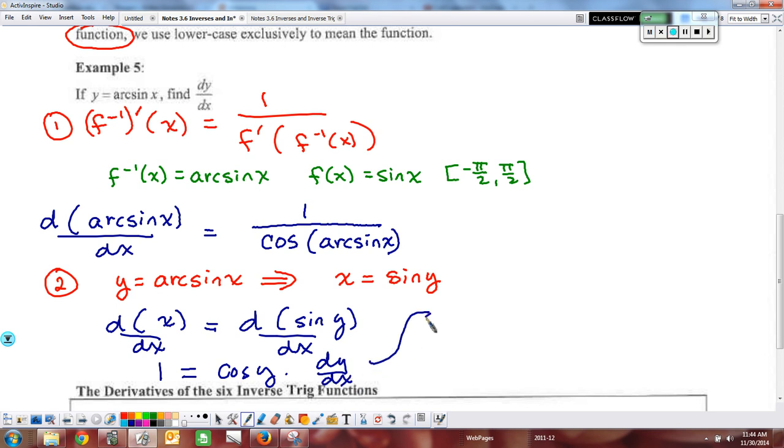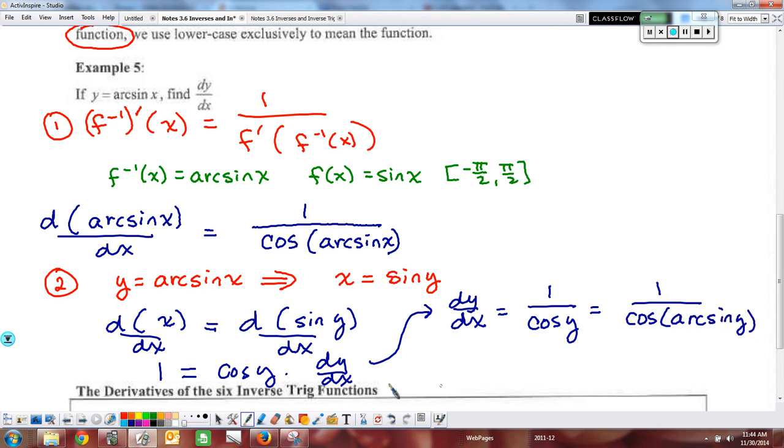I solve for dy/dx. dy/dx equals 1 over cosine of y, which becomes, again, because you're going to take out your y, 1 over cosine of arcsine of y. So it's a little bit longer method, but it's the implicit differentiation view of how we get to this point, versus just using the shortcut formula: the derivative of an inverse is the reciprocal of the derivative of the original at the corresponding point.